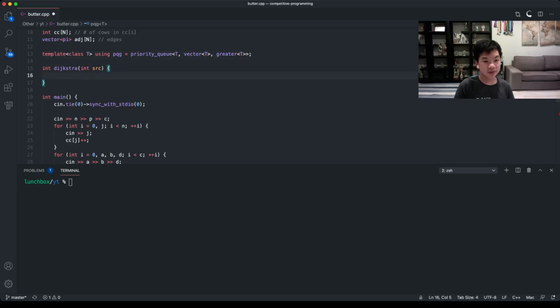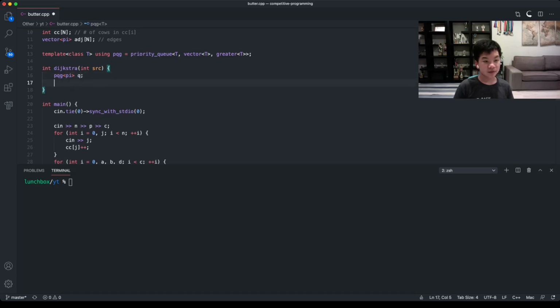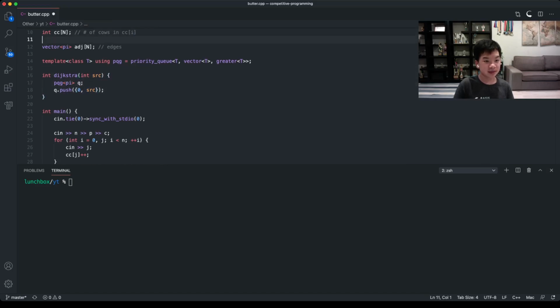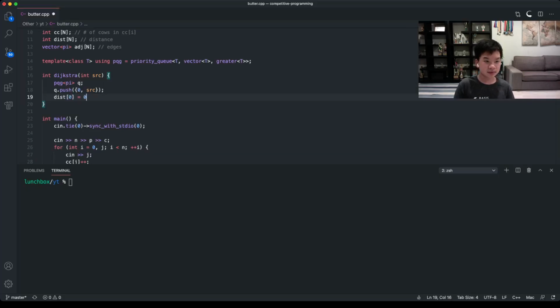So over here we can just do PQG. We want a pair of ints. Let's call this Q. Okay, so first we're going to insert our source. Right. Okay, so what we want to do, we know that the distance from itself to itself would be 0. All right, so remember we still have to have our distance array, so let's call this distance. So we know that the distance from 0 to 0 would be equal to 0.